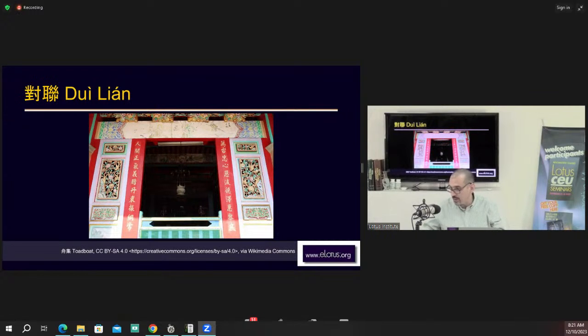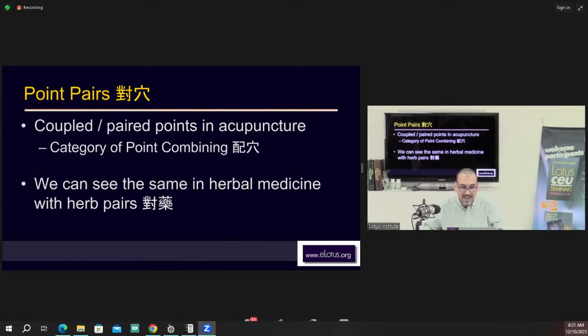So then the dui shui are these coupled paired points in acupuncture, which are themselves a category of something we call pei shui. Pei shui simply means point combinations, right? Point combinations can be used not only with two points, but even in larger protocols. So point combinations is how we put points together in a larger protocol harmoniously. But before we can understand large protocols, we have to understand the smaller units. Before we understand the smaller units, you have to go back and understand single points, right? So it's step by step, getting from something small to something that can be useful in a more complex way in the clinic.